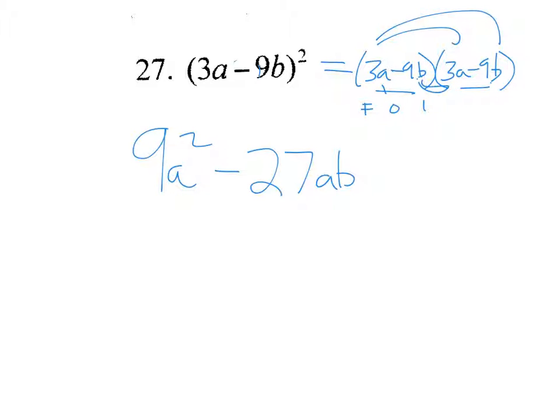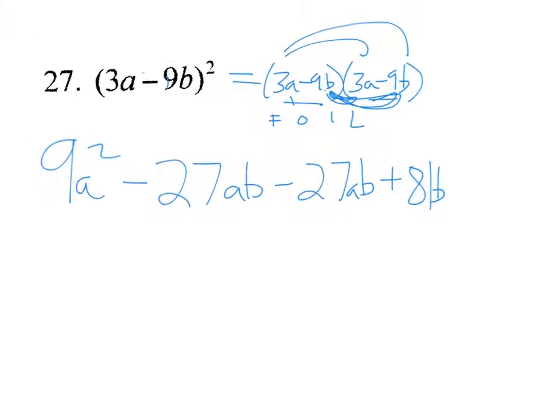I for inside. Again, another negative 27. I'm going to list ab because I'm multiplying a times b. I like listing it in alphabetical order. And then negative 9b times negative 9b is a positive 81b squared.